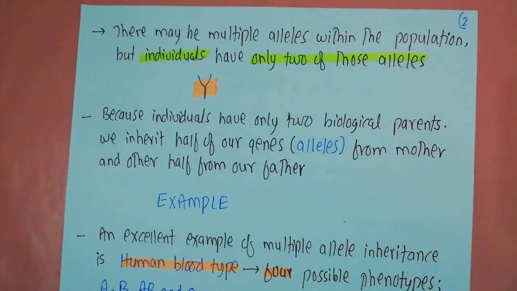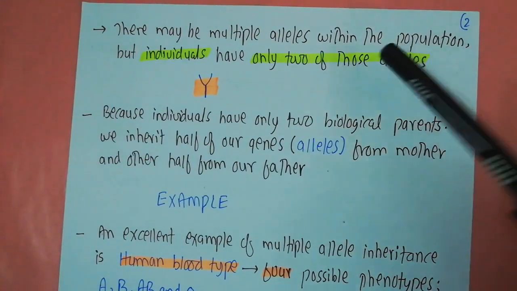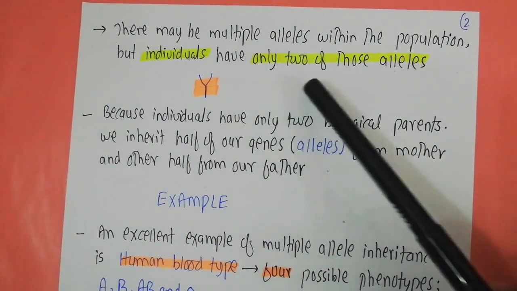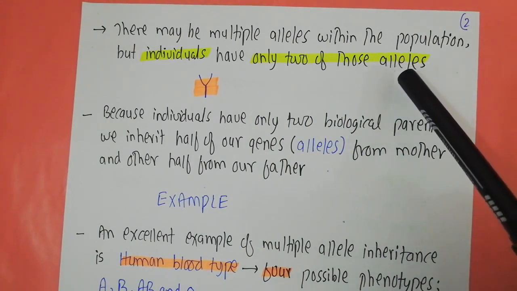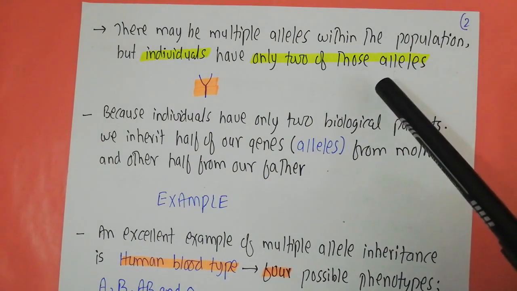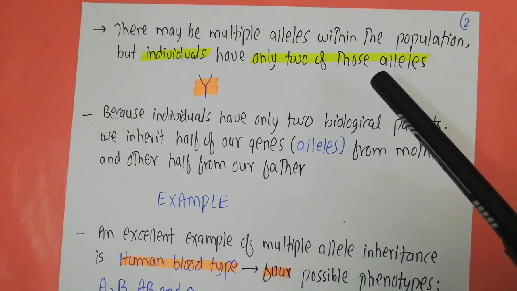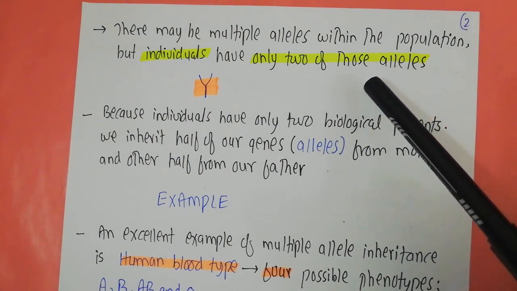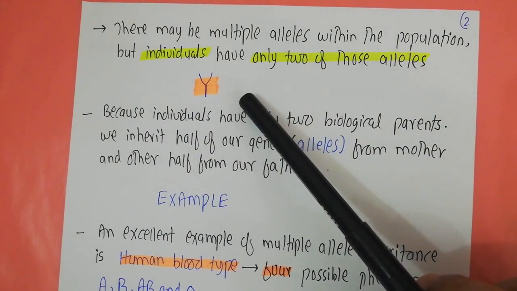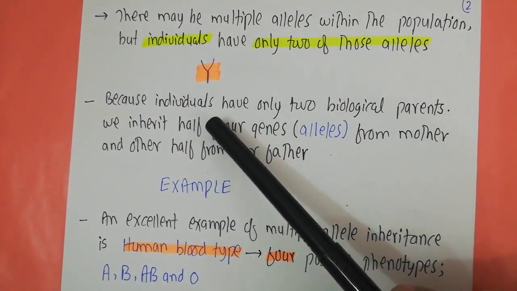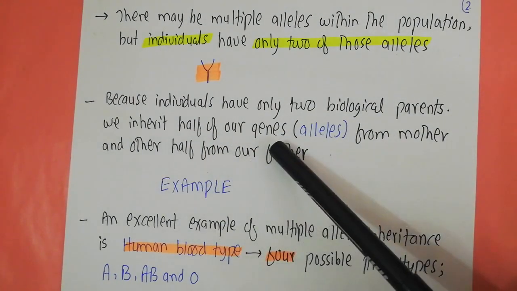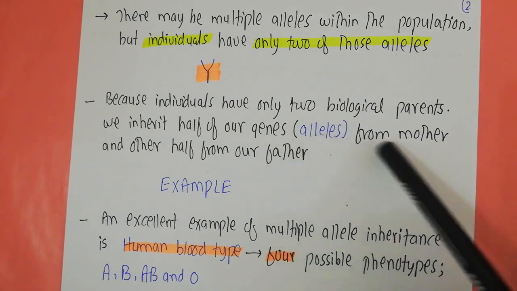Now, when you talk about multiple alleles, as I've told you, there may be multiple alleles within the population, but individuals have only two of those alleles. When you talk about the population, you can have more than two alleles, but an individual will have only two of the alleles that are present in the population. Why is this the case? Because individuals have only two biological parents. We inherit half of our genes, which means we inherit half of our alleles from the mother.